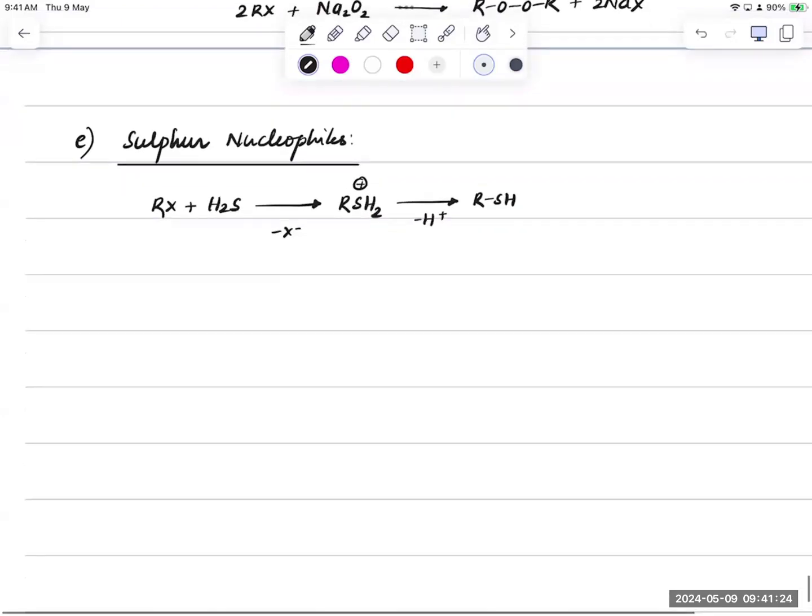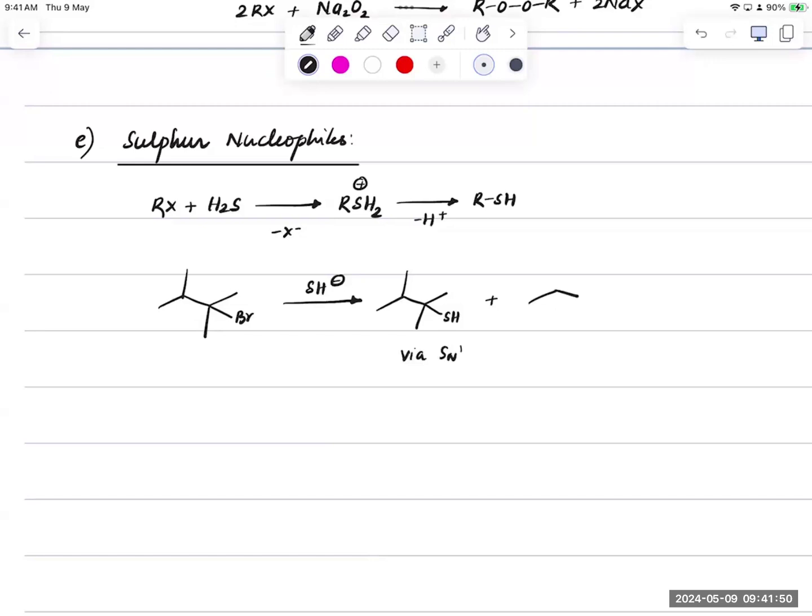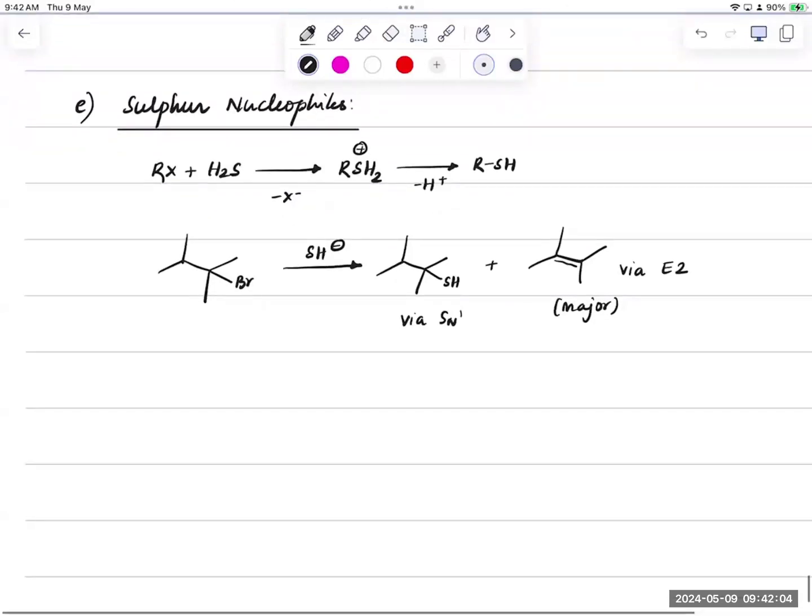And in the same way, suppose you have a compound with bromine here. If SH minus is taken, just like OH minus, this will also behave in the same way. So we can have this as SH via SN1 mechanism, plus we can have the double bond formation here, which is the major product via E2 mechanism, because HS minus is also a sufficiently strong base. So we can expect this to go via E2 mechanism as well. Clear?